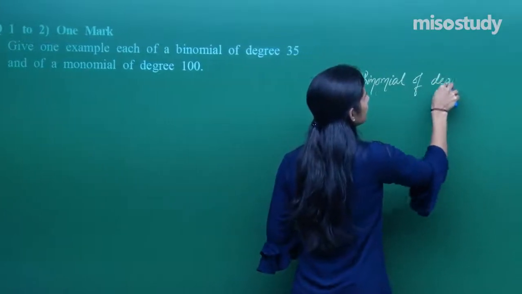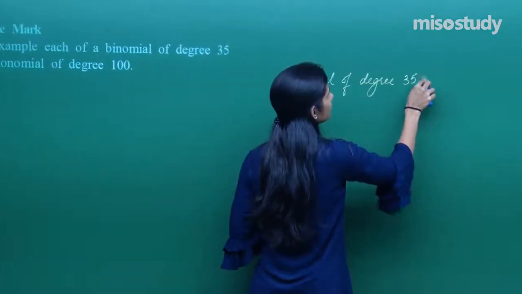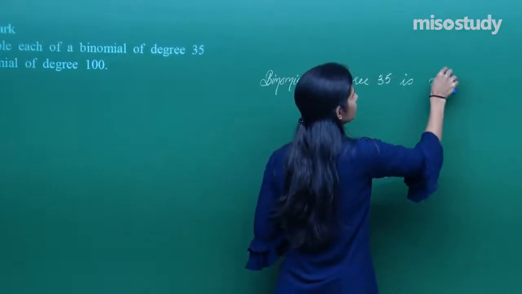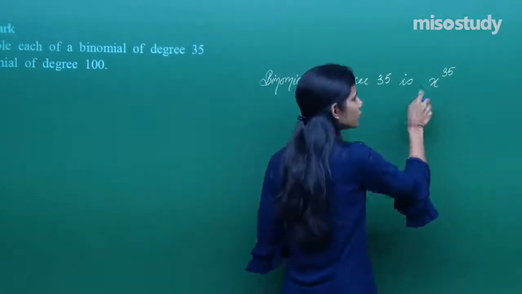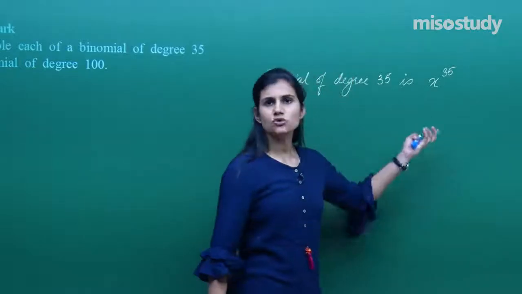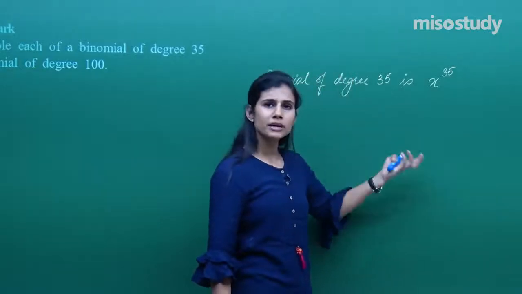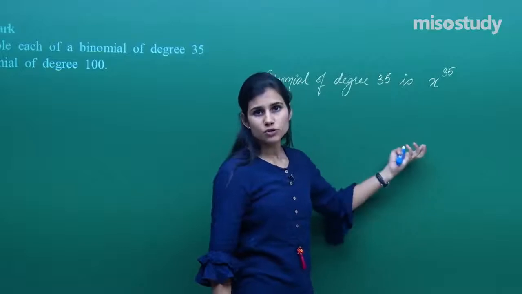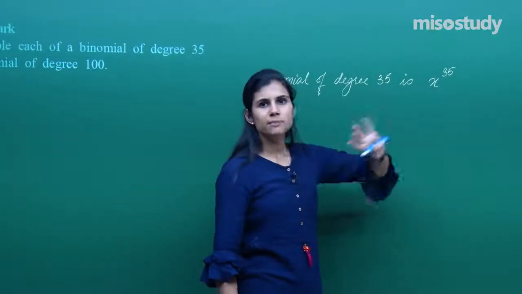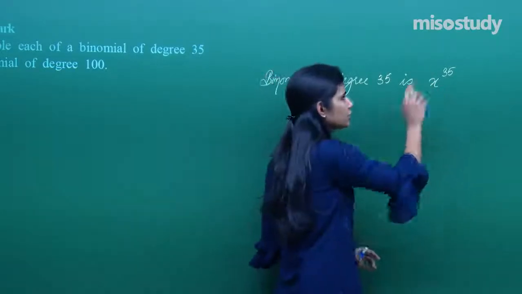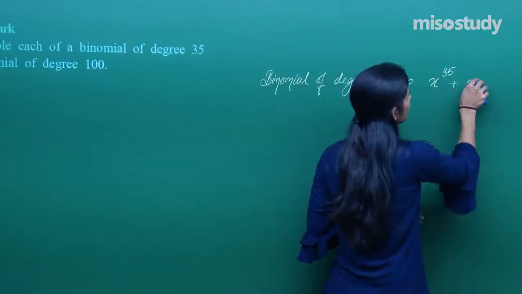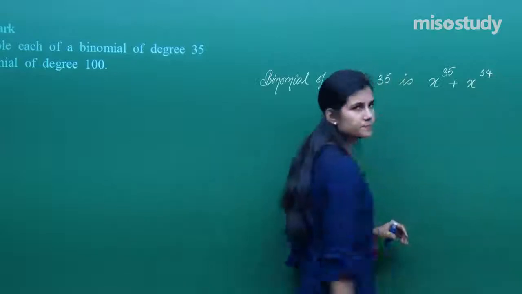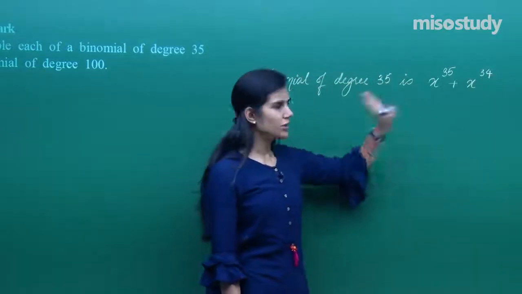of degree 35 is x to the power 35. It has a non-zero coefficient 1. You can keep the coefficient as 2 also, 3 also, 4 also, 1 by 3 also, 7 by 9 also, minus 2 by 3 also. I am just keeping it simply to be 1. So 1 times x to the power 35 plus x to the power 34. That's it. This is your binomial expression.